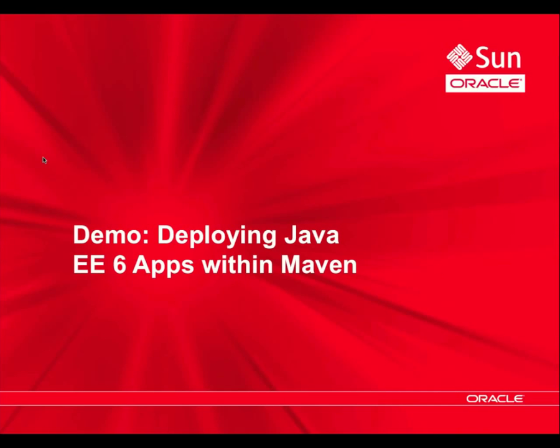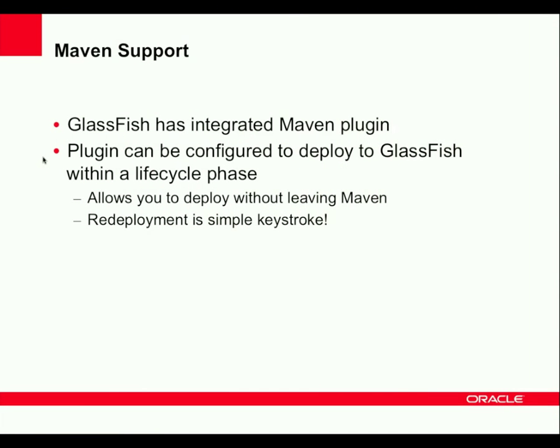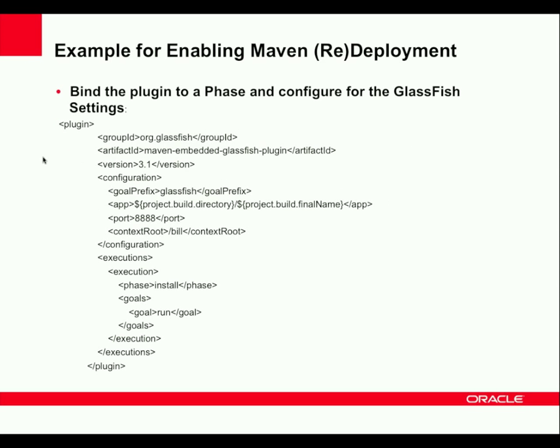Instead of running the embedded EJB container, let's actually take our EE6 and drop it directly in there. One of the things we can do with GlassFish is it has this integrated Maven plugin. The plugins themselves can be configured to deploy directly to GlassFish within a given lifecycle phase. So you can determine what that lifecycle phase is, and this gives you the ability, again, to deploy without ever leaving the MVN command, and redeployment is a simple keystroke.